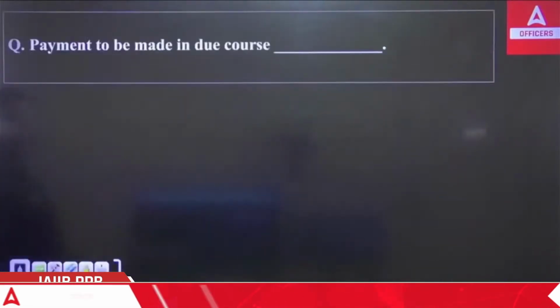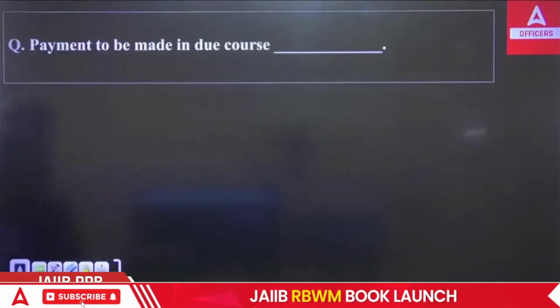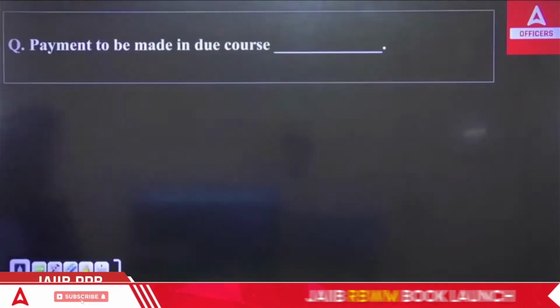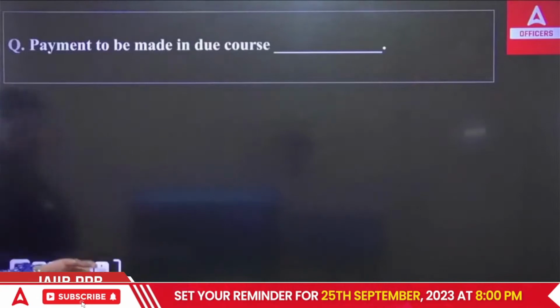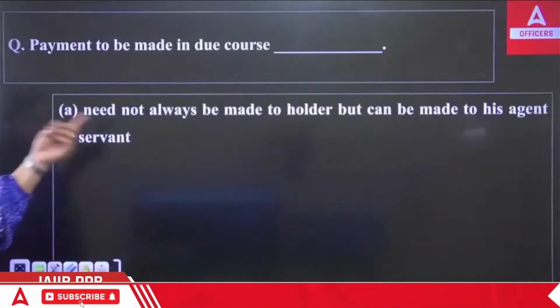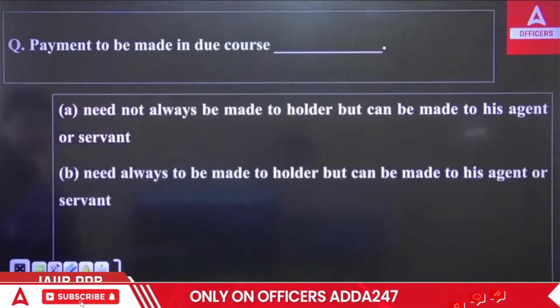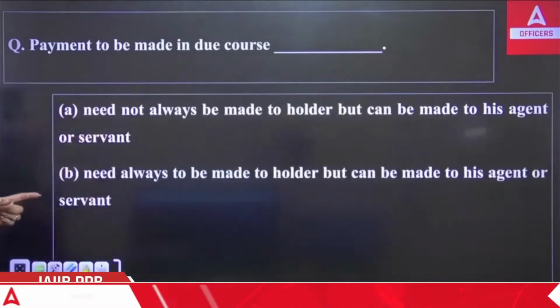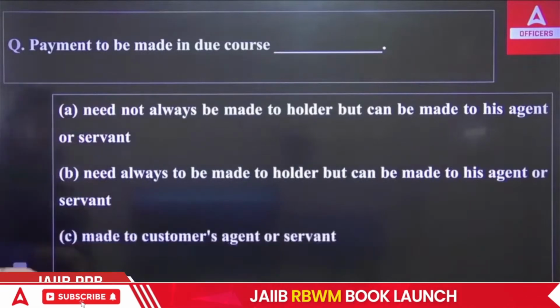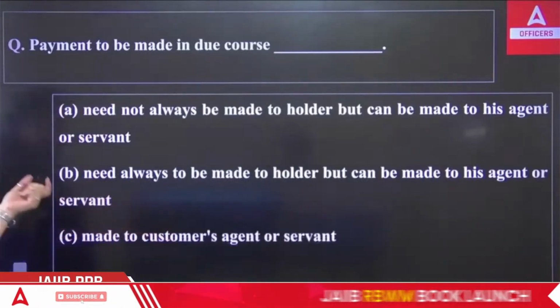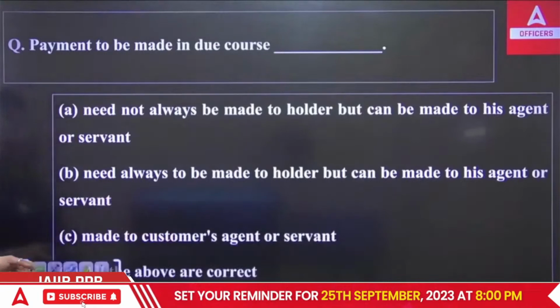Now, payment to be made in due course, dash. Payment to be made in due course, dash. First, need not always be made to holder but can be made to his agent or servant. Second, need always to be made to the holder but can be made to his agent or servant. Third, made to customer's agent or servant. Fourth, all of the above are correct.